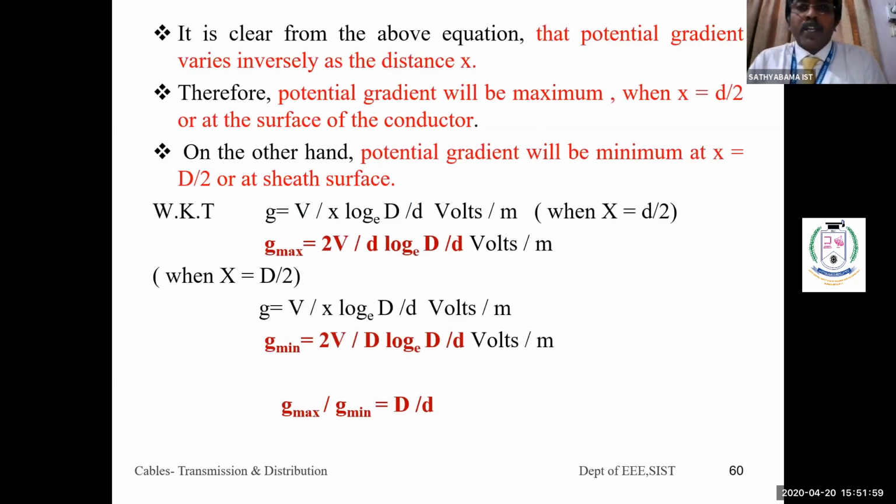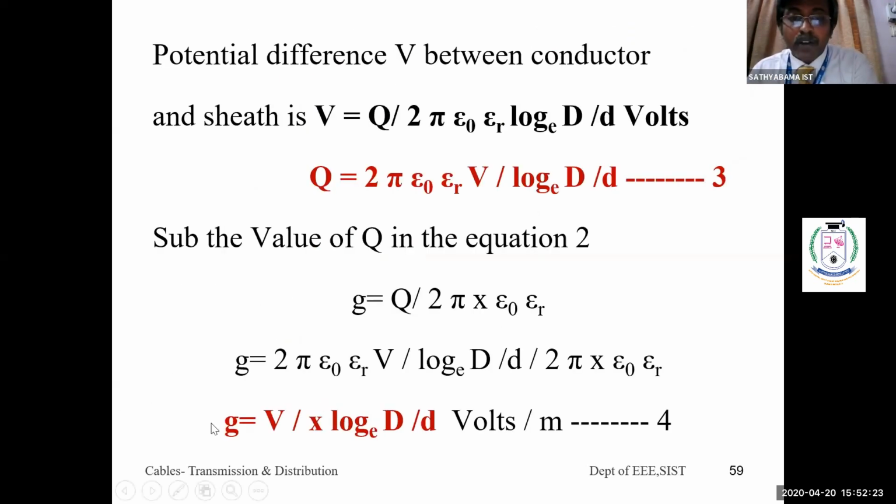Here, the potential gradient. Suppose your potential gradient is maximum, at what condition? X is equal to small d by 2. If your potential gradient is minimum, the condition is X equal to capital D by 2. This small d by 2 and capital D by 2 were already in the diagram. Now we have to just substitute this X value in equation number 4.